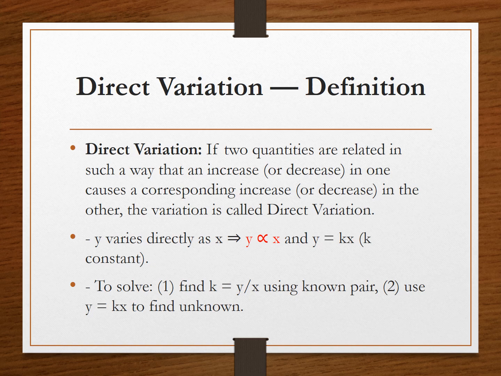Suppose we have y varies directly as x. Mathematically, this relationship can be written as y ∝ x, and it can be written as y = kx, where k is a constant. To solve the questions relevant to direct variation, first we have to find the value of k by using the relationship k = y/x. Then we have to find the value of the unknowns by using the relationship y = kx.